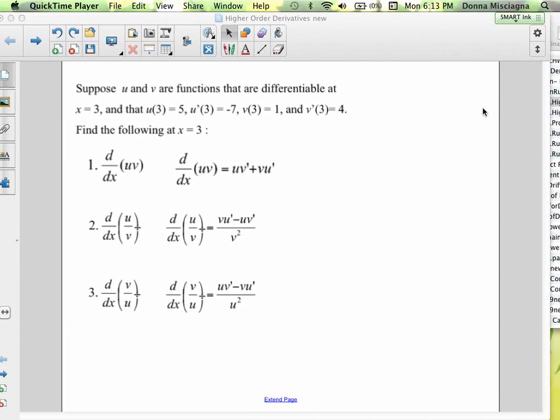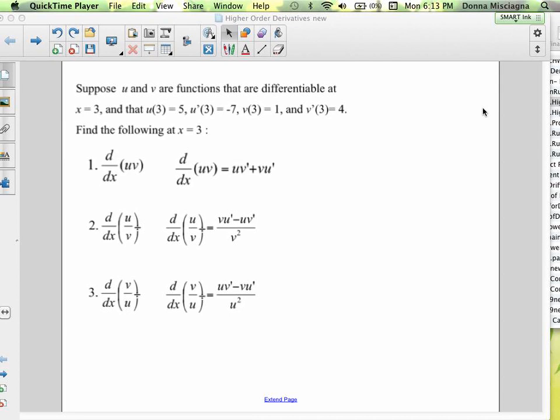Suppose u and v are functions that are differentiable at x equals 3, and that u of 3 equals 5, u prime of 3 equals negative 7, v of 3 equals 1, and v prime of 3 equals 4. Find the following at x equals 3.